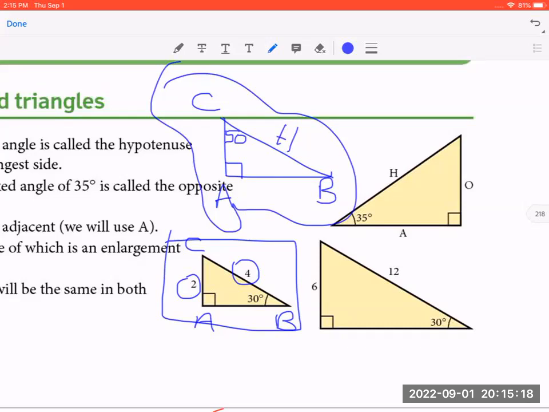Now, if you look to the angle 50, which one is the opposite? AB. Yes, and which one is the adjacent? CA. Yes, that's great. Can you write this please in your notes? Okay. Write these two last figures.